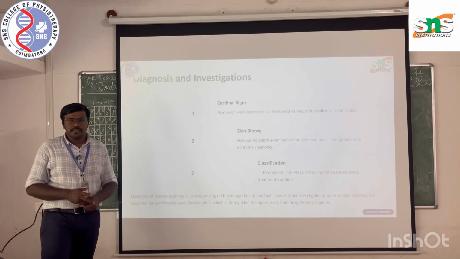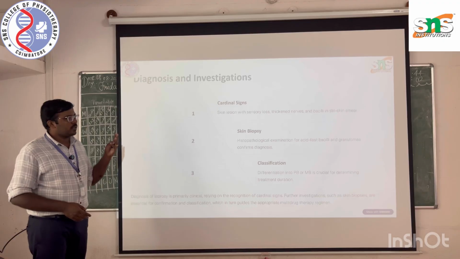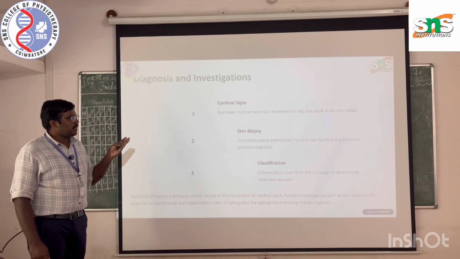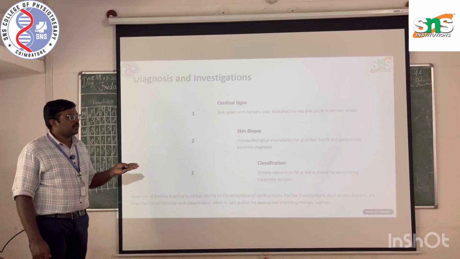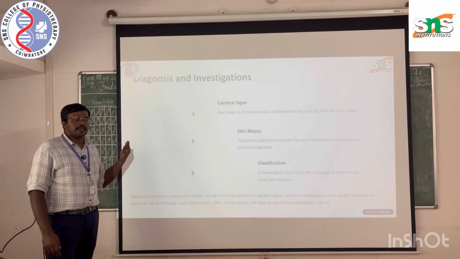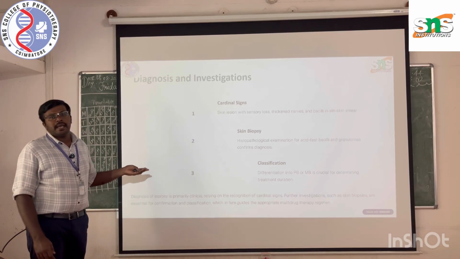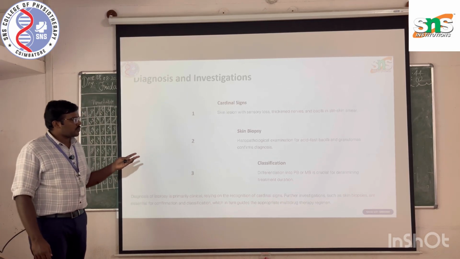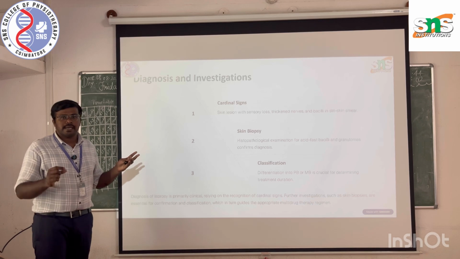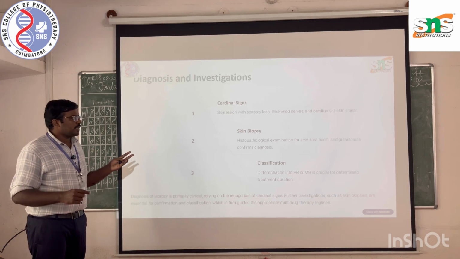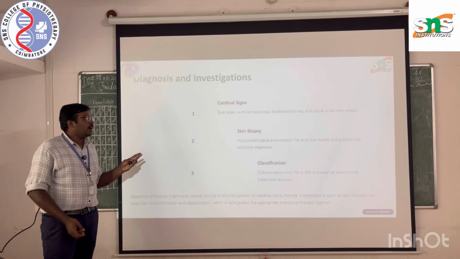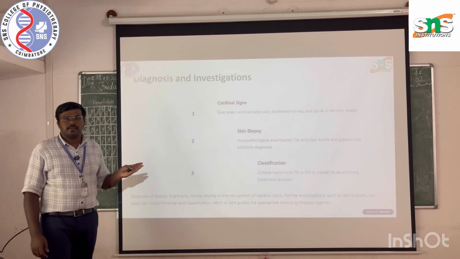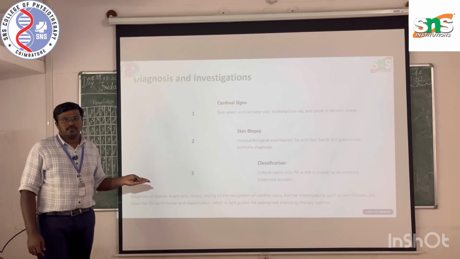Diagnosis and investigation: we look at the cardinal features like skin lesions, peripheral lesions, sensory loss and thickened nerves. We can easily diagnose with the cardinal signs. Also, with a skin biopsy we can do histopathological examination, where acid-fast bacilli are positive in this disease. We can also differentiate with the classification of leprosy.